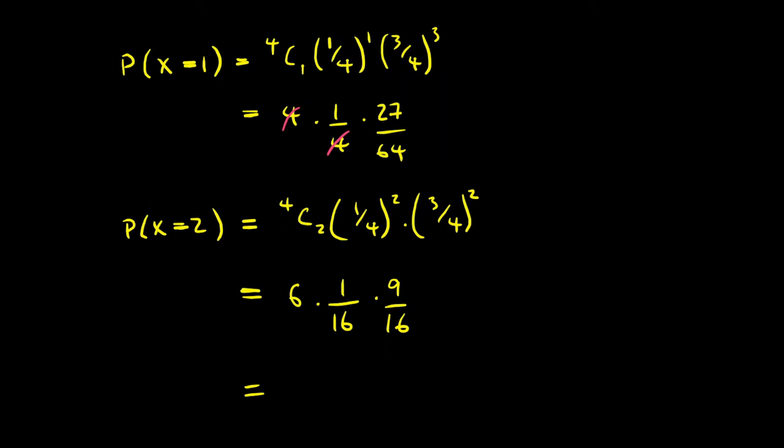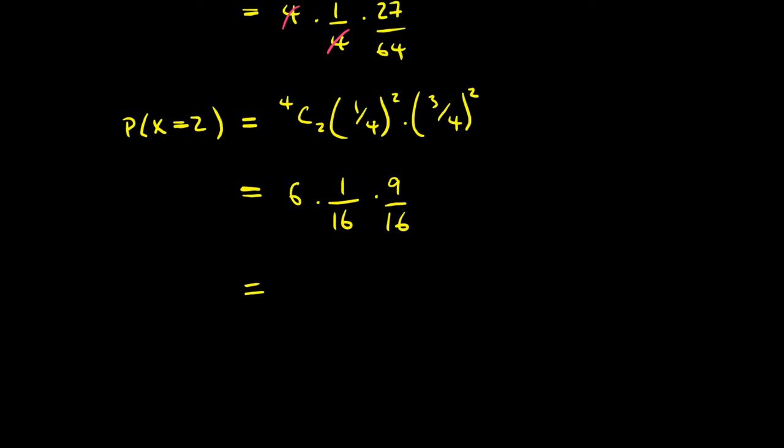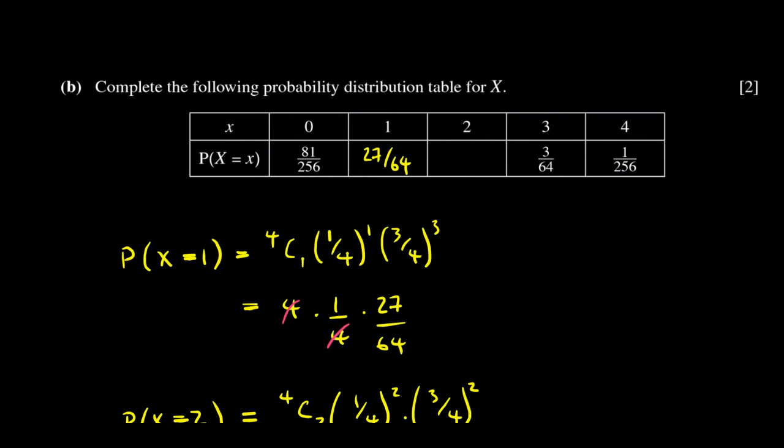I'm a little bit lazy at the moment, so I'm just going to use my calculator. So we got 16 squared on the bottom, and we're going to have 9 times by 6 divided by that, which is 27 upon 128. So 27 upon 128, that's going to go there.